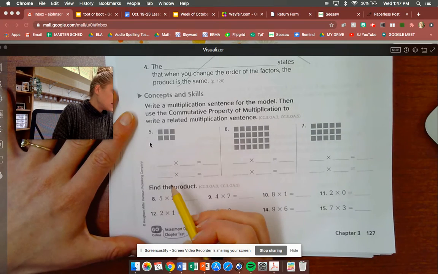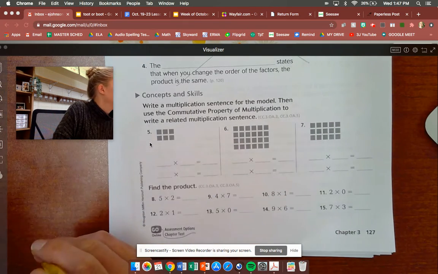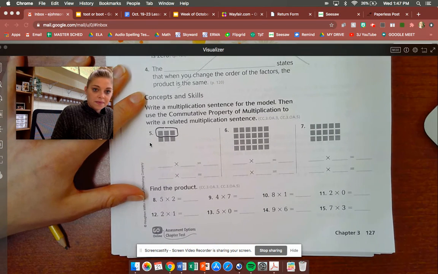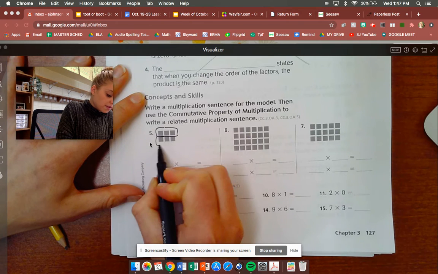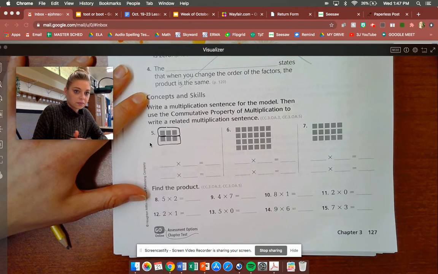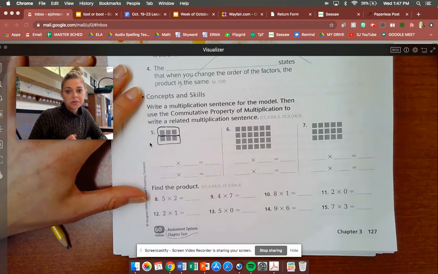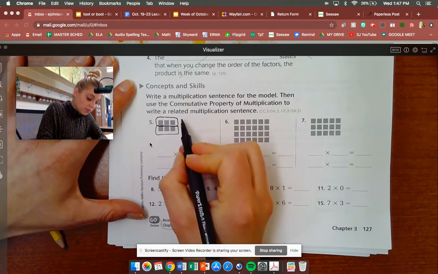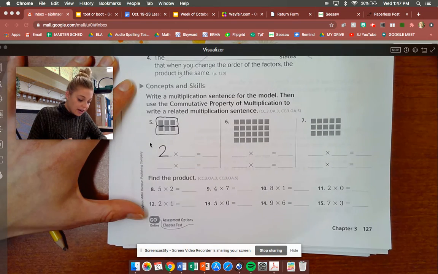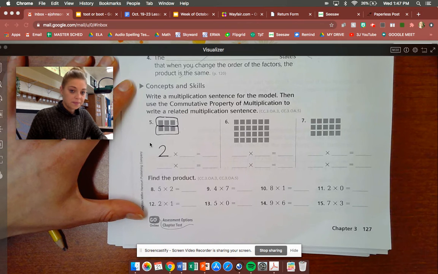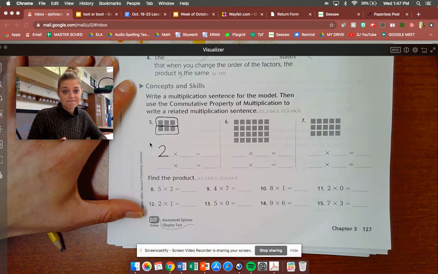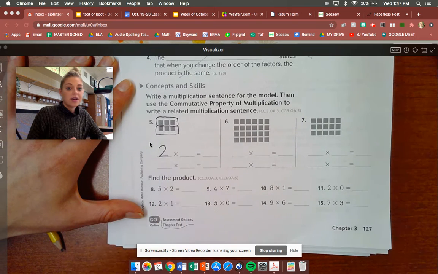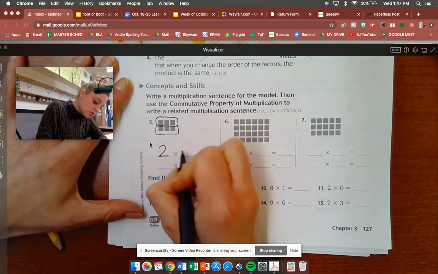Okay, so I see here that we have one group of 3 there and one group of 3 here. So how many groups do I have in this picture? 2 groups, right? 1, 2. 2 groups of, well, how many are in each group? How many squares are in each group? 3, right? 1, 2, 3, 1, 2, 3. There are 3 squares in each group. So 2 groups of 3.